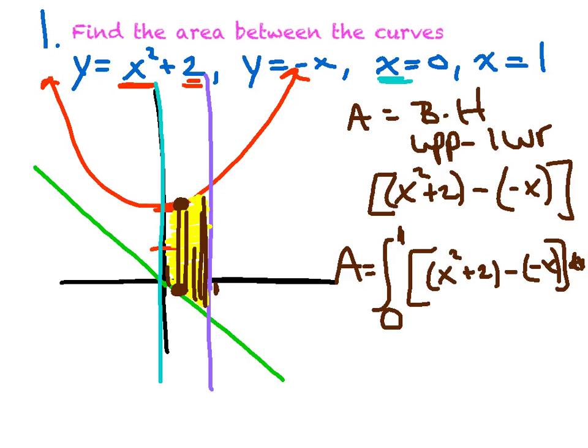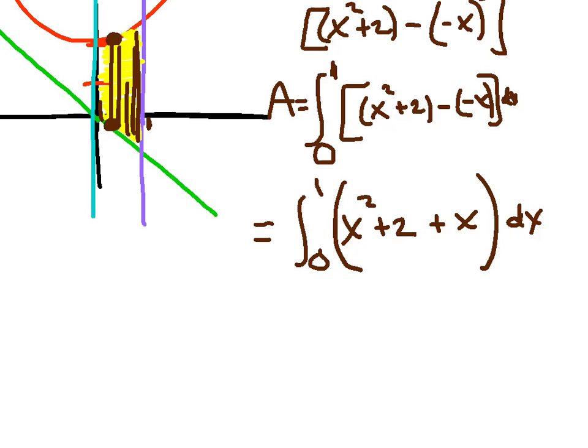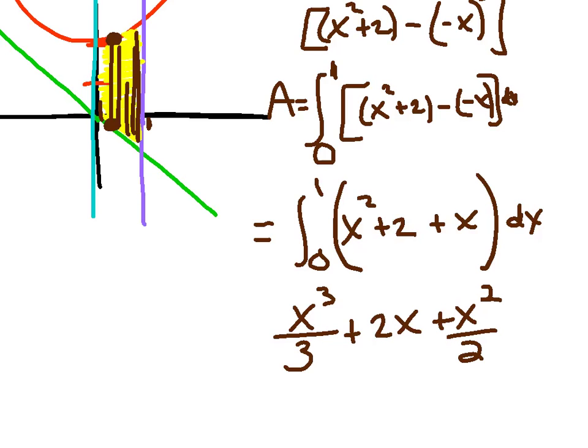Now the easy part is the integrating. I'm just going to clean this up and then integrate. So I'm going to say 0 to 1. This is actually x squared plus 2 minus a negative, which makes that a plus x, dx. Now this is just a simple integral. There's nothing fancy about it. I'm just going to integrate each term: x cubed over 3 plus 2x plus x squared over 2. Don't forget you've got the bounds 0 to 1.